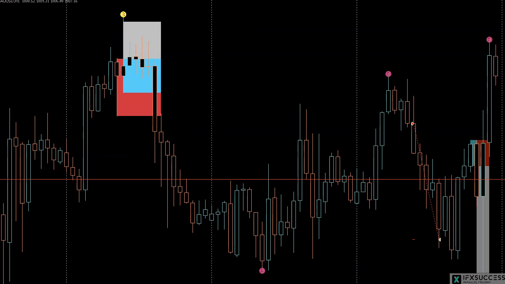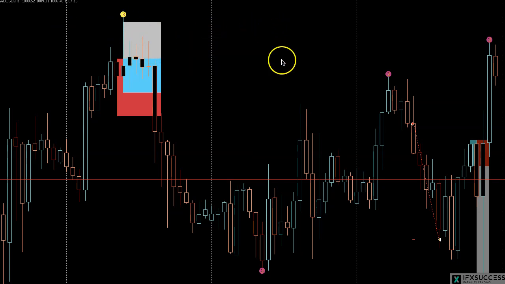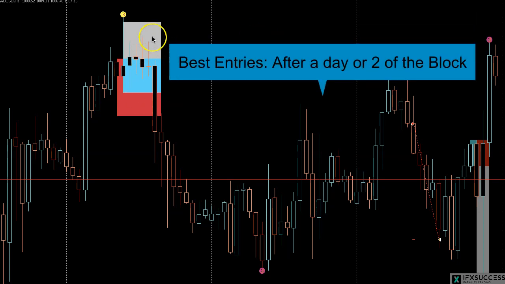Right now, this is one example of an entry where we got a block entry to sell on this particular day. We have the days divided by this vertical line. So this is day 1 when it happened, day 2, and day 3. The best thing I can tell you is that the best trades usually happen on the second and third day after the block has happened.